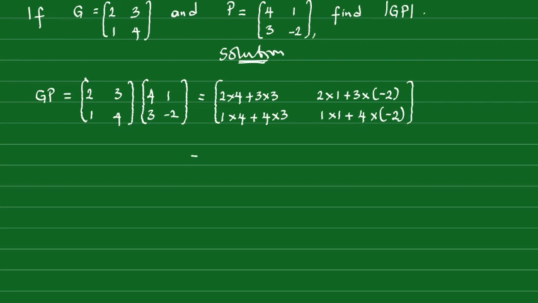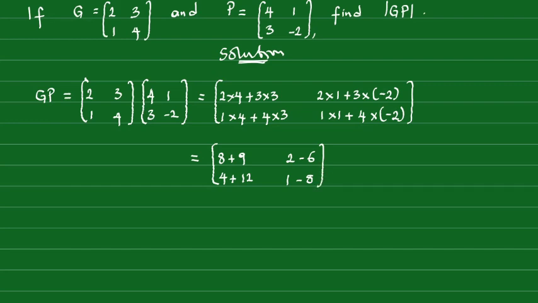Now we proceed and we have this to be equal to bracket open, 2 times 4, 8, plus 3 times 3, we have 9. 2 times 1 gives us 2, plus 3 times minus 2, this will end up giving us minus 6. We move down, we have 1 times 4 gives us 4, plus 4 times 3 gives us 12. 1 times 1, we have 1. Then we have plus 4 times minus 2. This gives us minus 8.